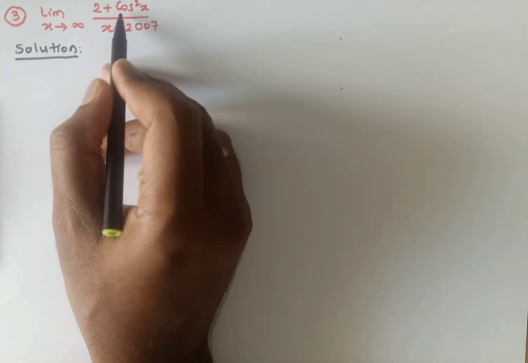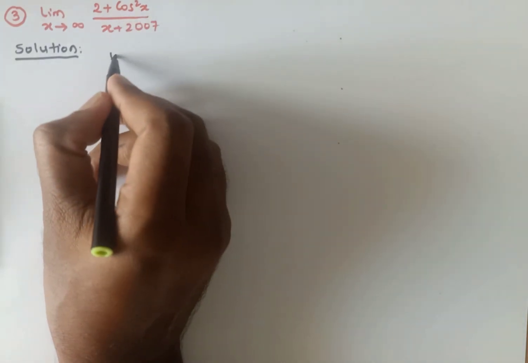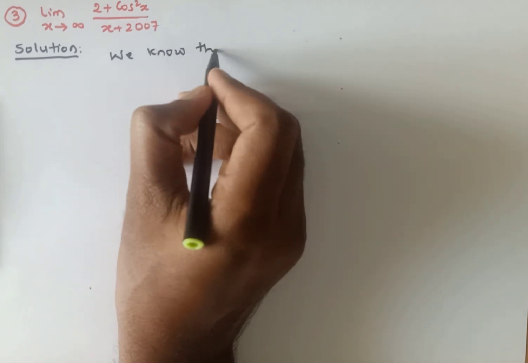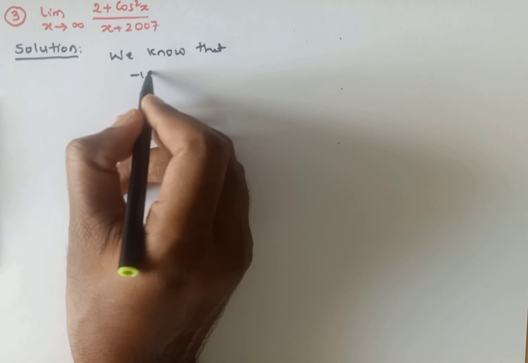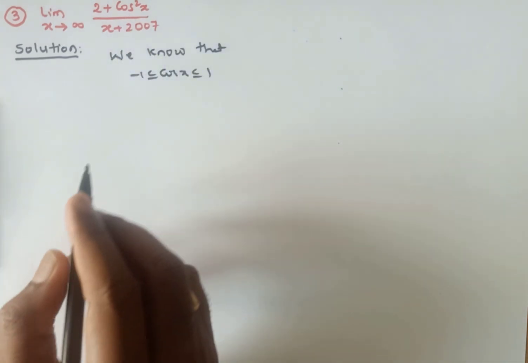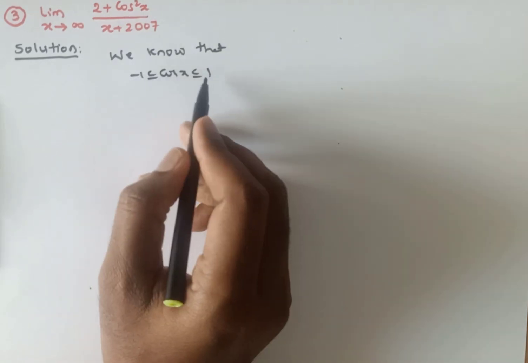So before that, we have cos square x. We know that cos x lies between -1 and +1, right? -1 is less than or equal to cos x is less than or equal to 1, but we need a square, right? The square ratio here: this -1 squared becomes 1, and this 1 also becomes 1.